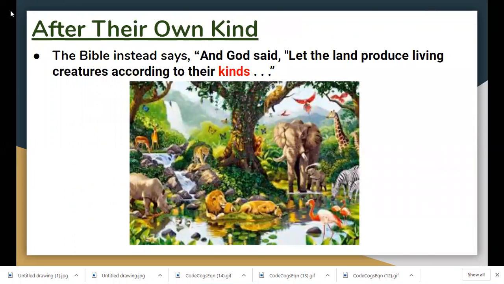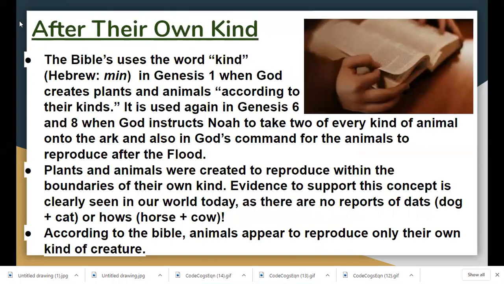After their own kind. The Bible instead says, and God said, let the land produce living creatures according to their kinds. The Bible uses the word kind in Genesis 1 when God creates plants and animals according to their kinds. It is used again in Genesis 6 and 8 when God instructs Noah to take 2 of every kind of animal onto the ark, and also in God's command for the animals to reproduce after the flood. You'll see the word kind, the Hebrew min, used in those spots in the Bible. Plants and animals were created to reproduce within the boundaries of their own kind.